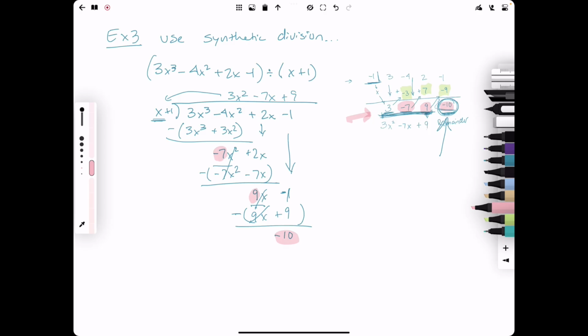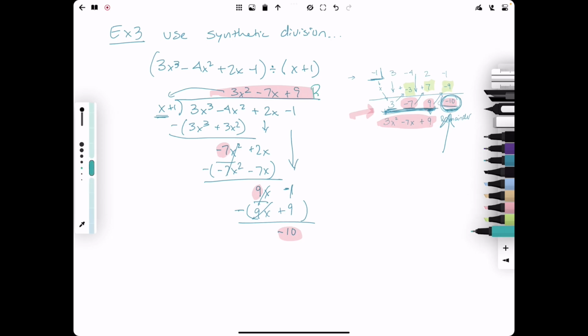So in the end, look at what's on top. 3x squared minus 7x plus 9. That's what we ended up with when we put the variables back in there. And we had a remainder of negative 10, right? So hopefully it's starting to make a little bit more sense.